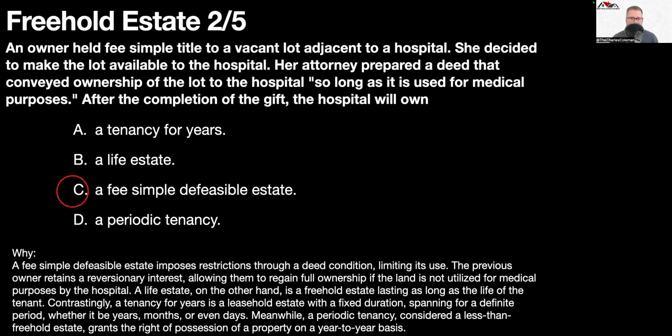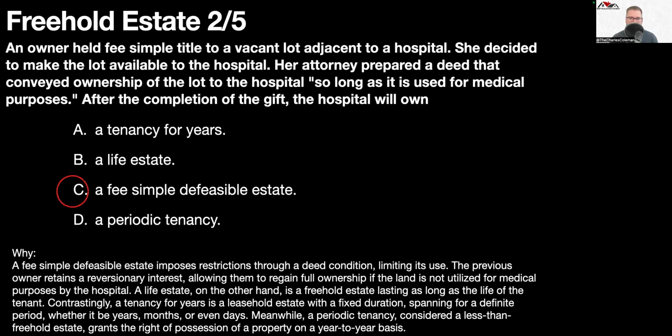A life estate, on the other hand, is a freehold estate lasting as long as the life of the tenant. In contrast, a tenancy for years is a leasehold estate with a fixed duration, spanning a definite period, whether it be years, months, or even days. Meanwhile, a periodic tenancy, considered a less than freehold estate, grants the right of possession of a property on a year-to-year basis.